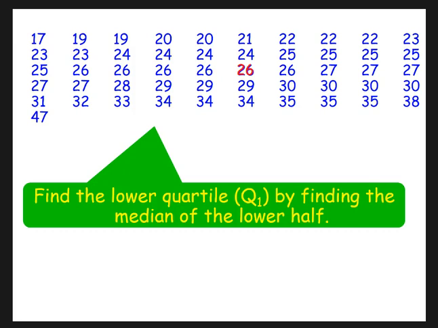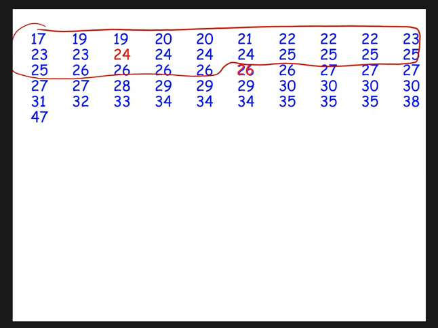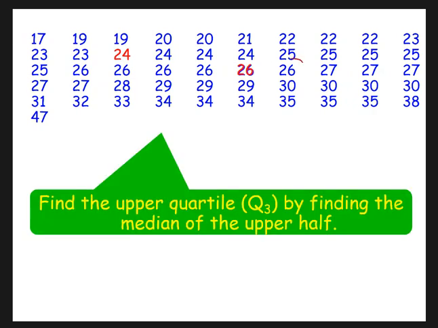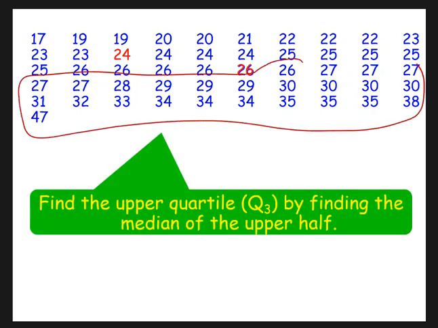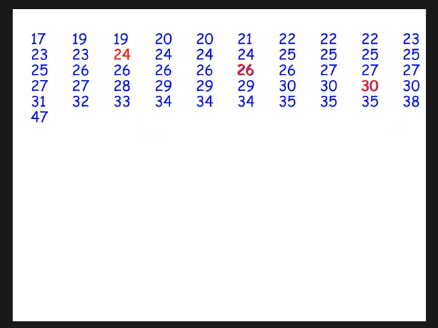Now we take the lower part, from 17 up through that. There's 25 values in there, so the 13th value would be in the middle. That's going to be the 24. That's the lower quartile. Now for the upper quartile, we're looking at the numbers that are larger than our median. Again, the middle value there is going to be the 30. Those are the quartiles. The interquartile range is found by taking the upper quartile minus the lower quartile. 30 minus 24 gives us 6.